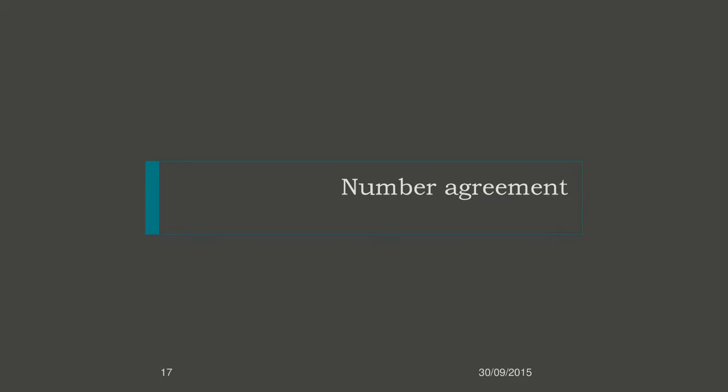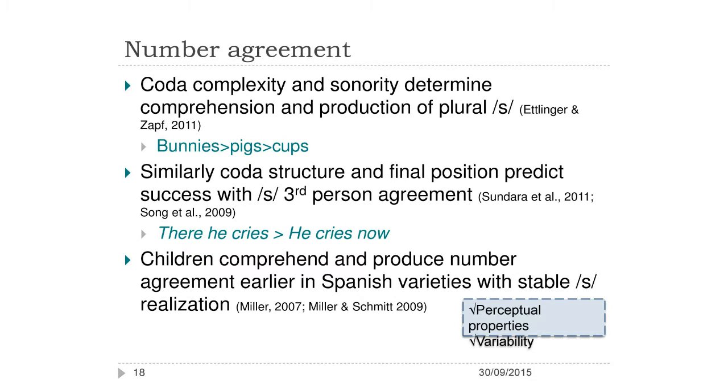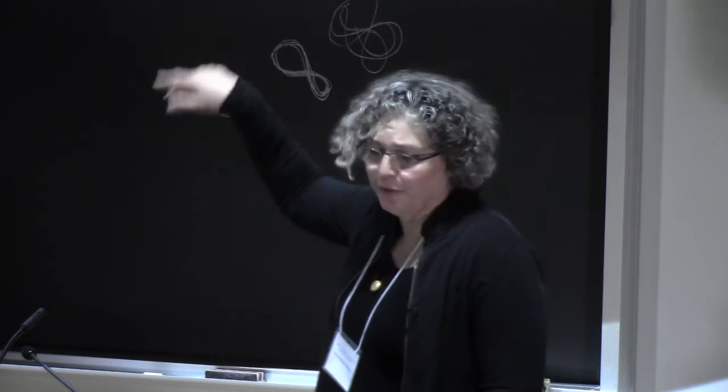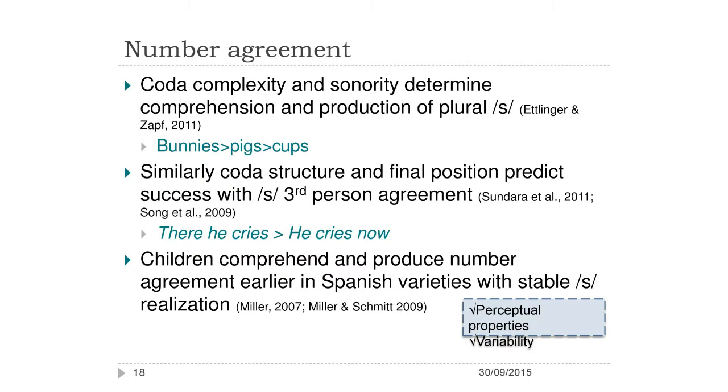Number agreement. So this is about plurals and endings in verbs. So we know that the children are better at, and I'm talking babies, real babies, comprehending and producing plurals that are in a simple syllable. So bunnies precedes pigs and precedes cops. So you have both sonority and coda complexity determining timing. Same thing for the S in third person. If you put it at the end of an utterance, children perform better detecting S's.